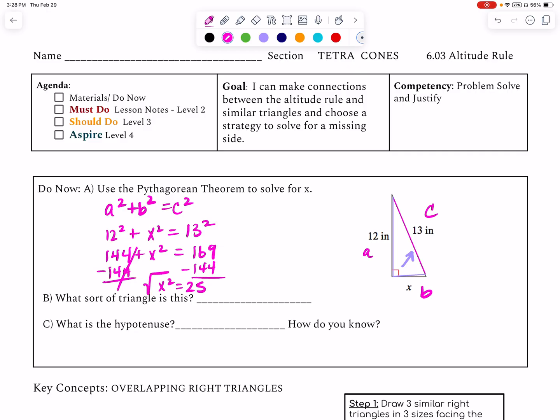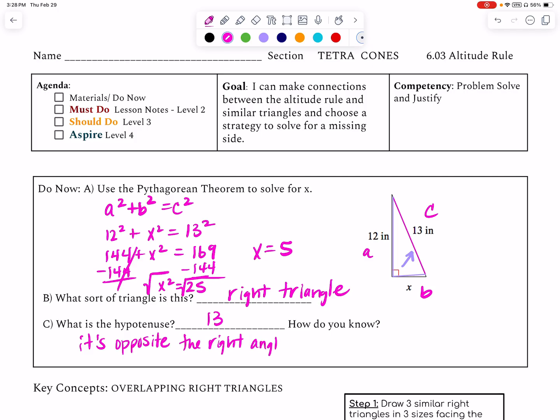And then you're going to square root on both sides. So x equals 5. What sort of triangle is this? Right triangle. What is the hypotenuse? 13, or C. How do you know? It's opposite the right angle. All right, moving on.